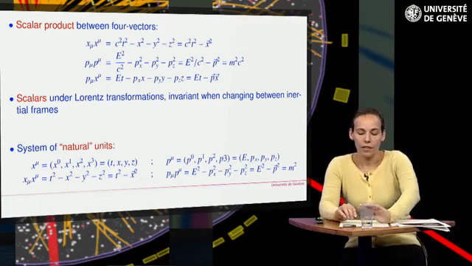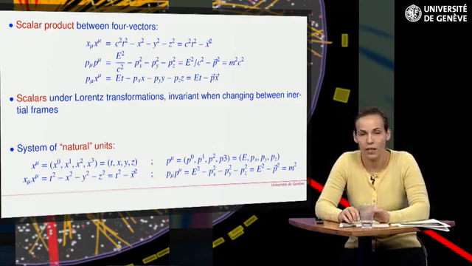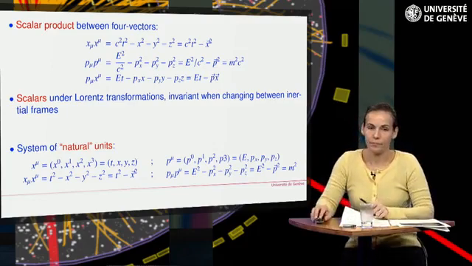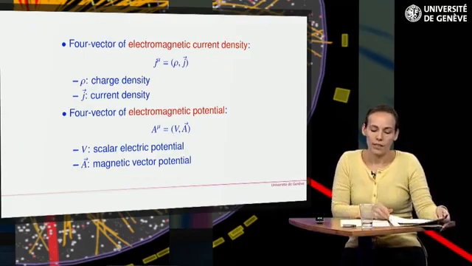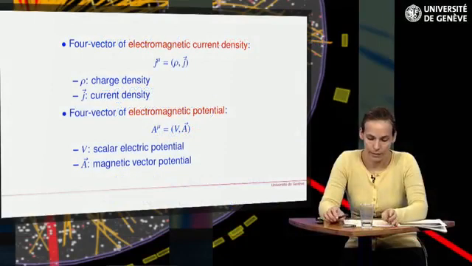The notation simplifies if we adopt the system of natural units, since the ubiquitous speed of light c disappears. Two other important examples of four-vectors are the four-vector of electromagnetic current density J^μ, which has the charge density ρ as the time-like component and the vector current density J as the space-like component, and the four-vector of the electromagnetic potential A^μ, which has the electric potential V as the time-like component and the magnetic vector potential A as the space-like component.